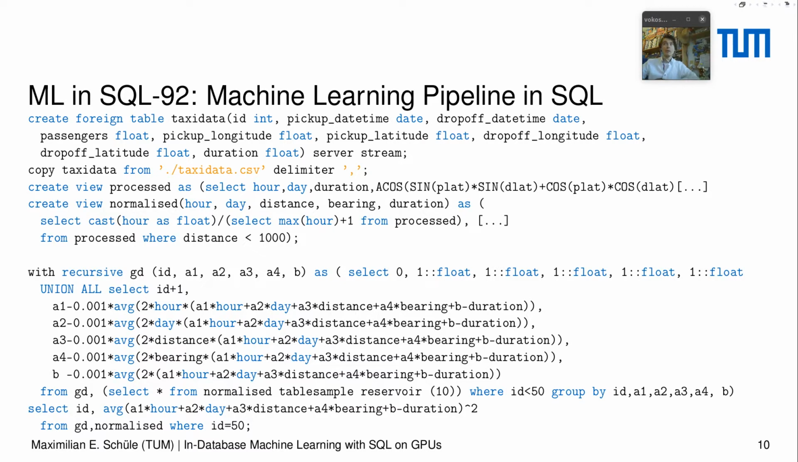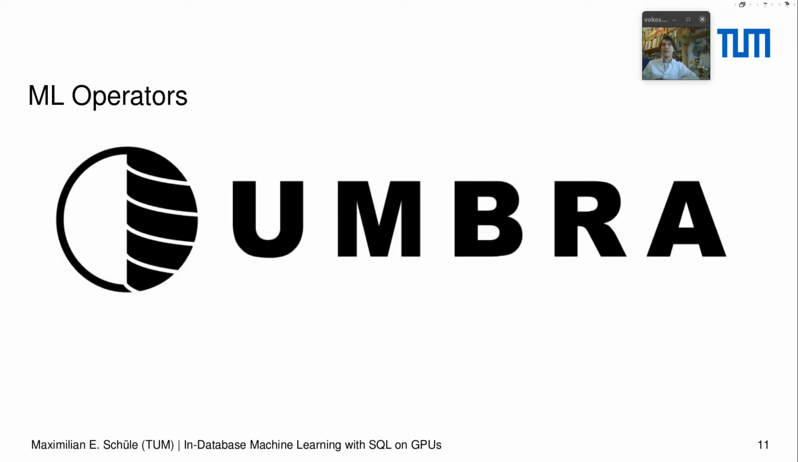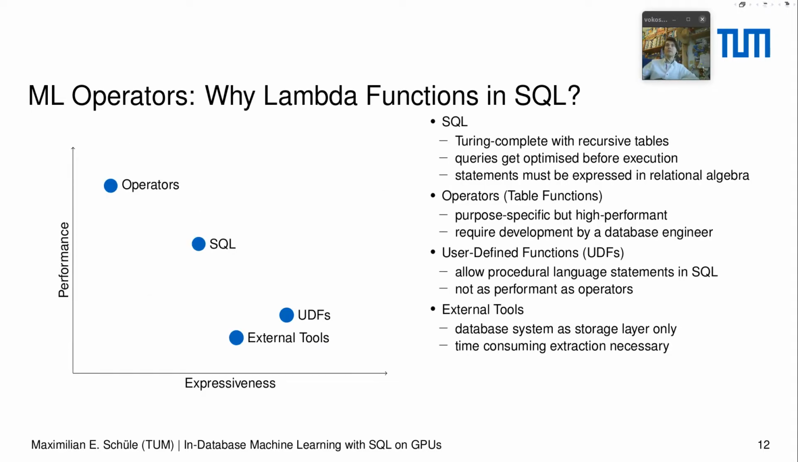But what do we need there? We need a new operator. So that's where we came up with Umbra operators. The first operator uses lambda functions. So first of all, what are lambda functions?